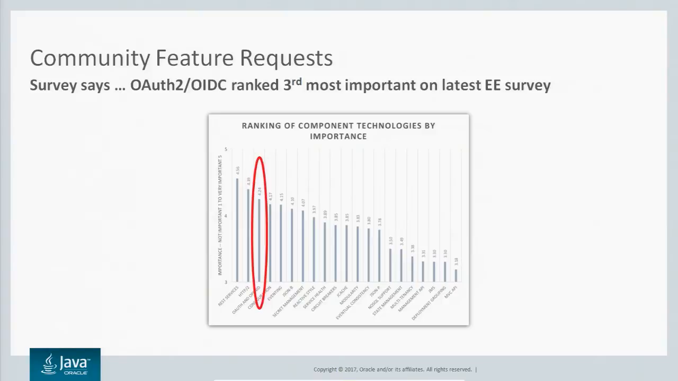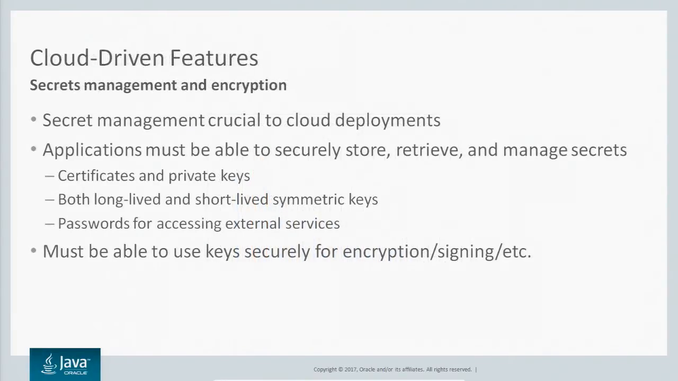The most recent Java EE survey came up with a pretty strong result showing that OAuth II and OIDC ranked as the third most important technology that people wanted to see in Java EE. So we took that as a pretty strong clue of what people want us to do there. In terms of cloud-driven features, secrets management and encryption, I think, is one of the most important ones that isn't already on the list that cloud use cases are driving. So password aliasing, I think, is probably a subset of that.